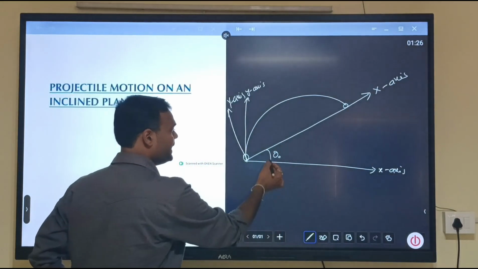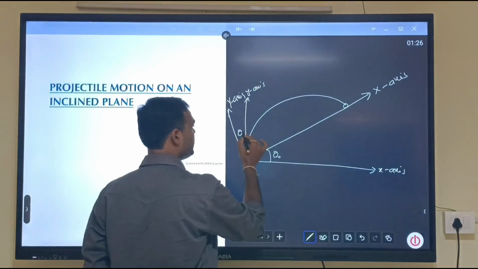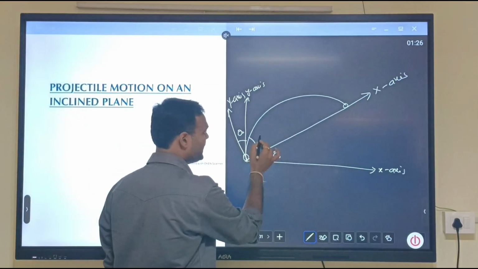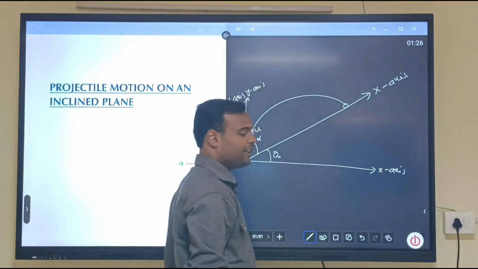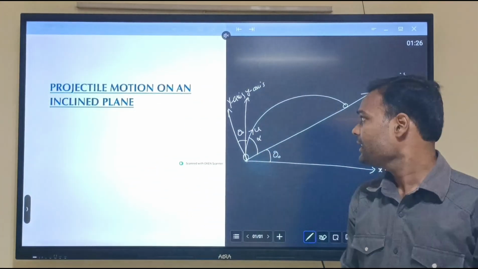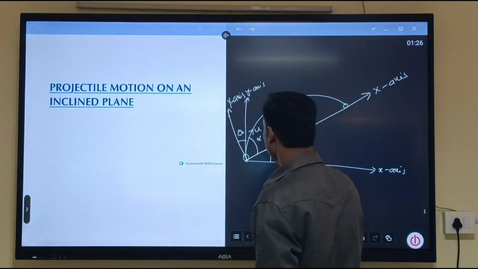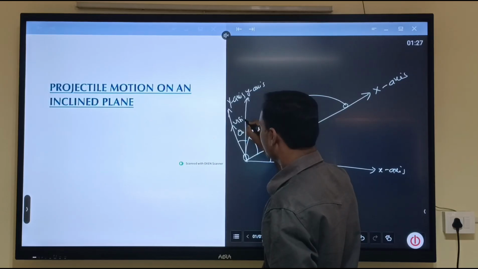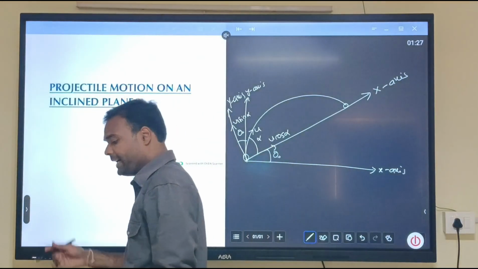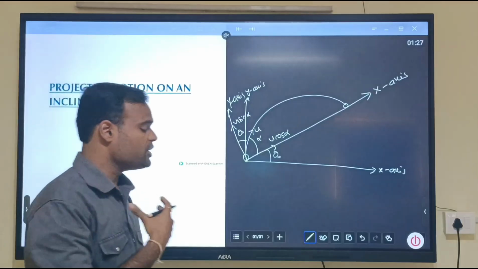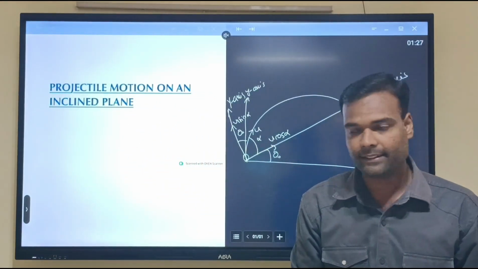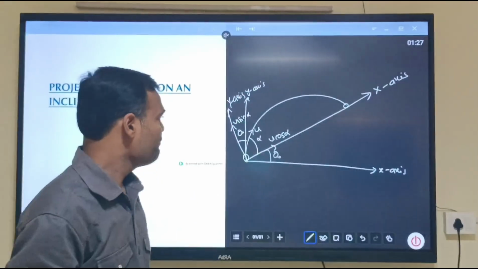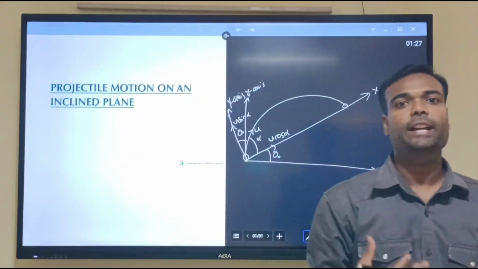Right? Now, if the plane angle is theta naught, obviously this is also theta naught. And let us assume the initial velocity u is making an angle alpha. And u will have two components. This becomes u cos alpha and this becomes u sin alpha. And alpha is the angle made by projectile with respect to capital X axis, and that's why we have two components of velocity. One is u cos alpha, other one is u sin alpha.